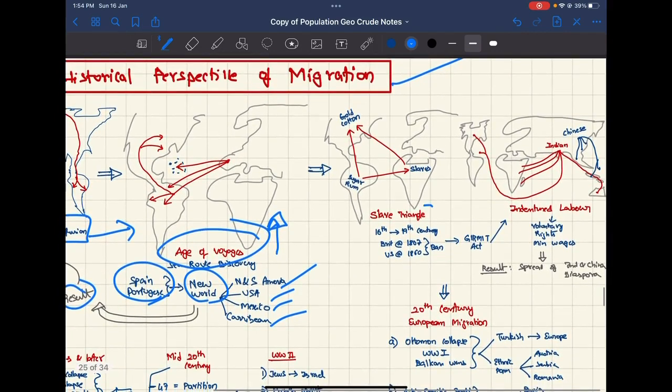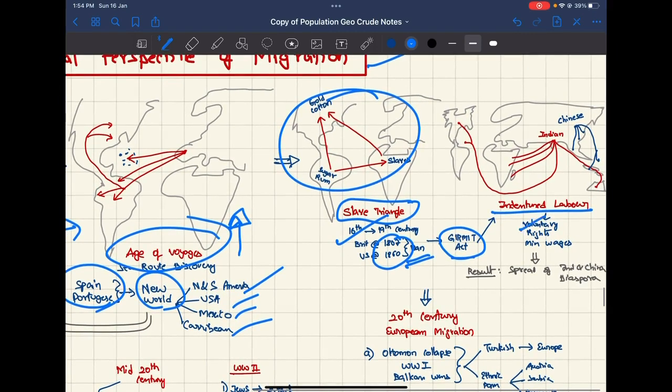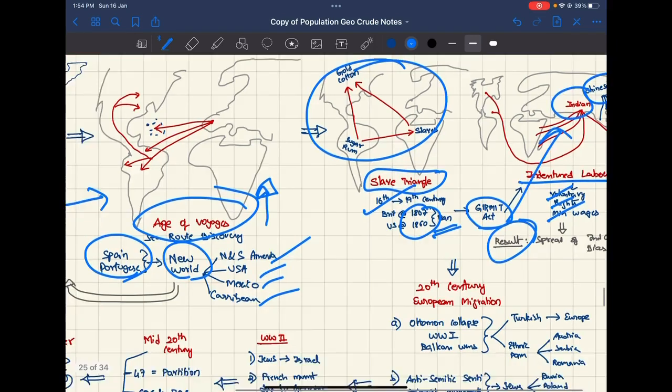And later, the slave triangle in the 16th to 19th century. In the 1800s, the slave trade was banned, and the Gilbert Act led to indentured labor who had rights and minimum wages, etc. This led to the spread of the Indian and Chinese diaspora, as seen here.